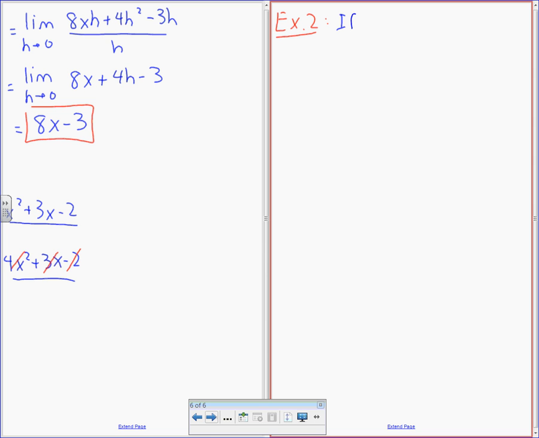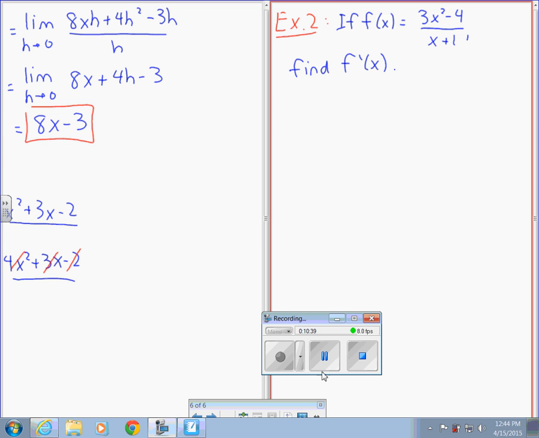If f of x equals 3x squared minus 4 over x plus 1, find f prime of x. Is that good enough? Okay, we'll do square roots and all that stuff after. I'm going to sit with Tyler to make sure this is all good.